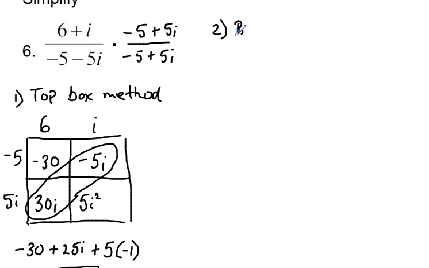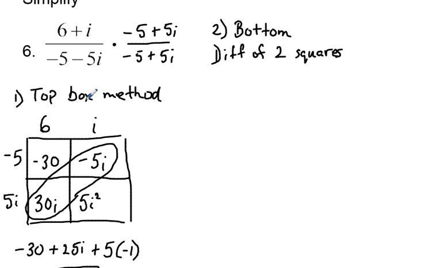Step 2, we're going to multiply the bottom. So negative 5 minus 5i times negative 5 plus 5i. And in order to do that, we're going to use a method called the difference of two squares. It's essentially a shortcut, and the reason why we can use this shortcut is because the terms are the same, and the only thing that's different is the minus and the plus here.